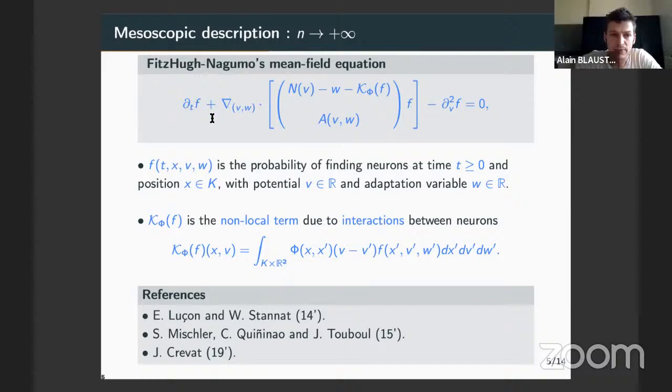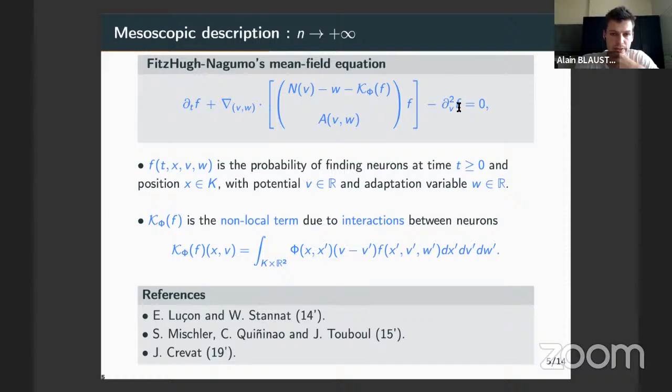And the dynamics of F are driven by this equation, which I call the mean field equation. So it's basically the same equation as before, but you replace the interaction term, which was a sum, by an integral, since you went from a discrete setting to a continuous one. So now, instead of summing, you integrate the interactions over all positions and all voltage and adaptation variables. And also you replace the noise by a diffusion term with respect to v. So you get a diffusion term only with respect to v because there is only a Brownian motion with respect to the v variable. So this derivation has been made rigorously in several works.